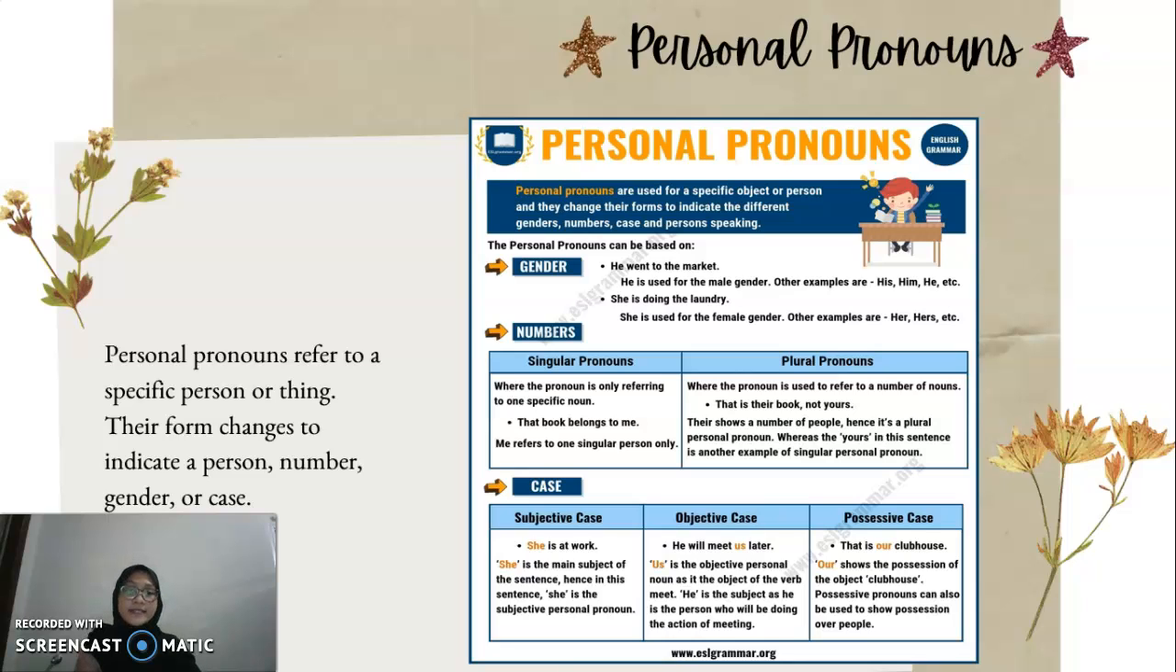In objective case, for example, he will meet us later. Us is the objective personal pronoun, as it is the object of the verb meet. He is the subject, as he is the person who will be doing the action of meeting.